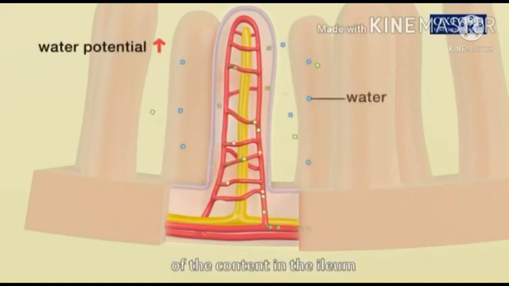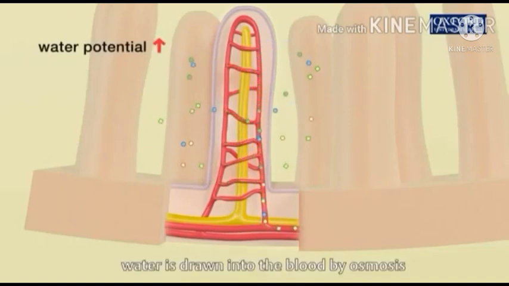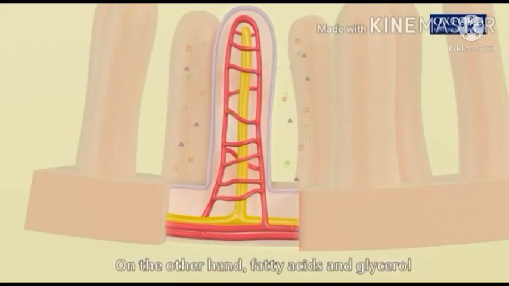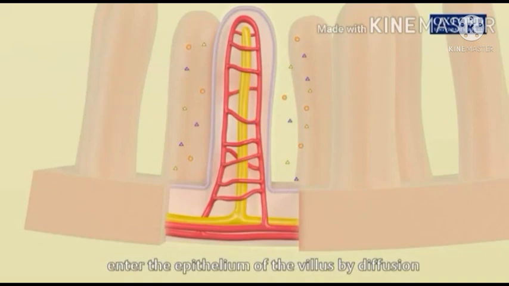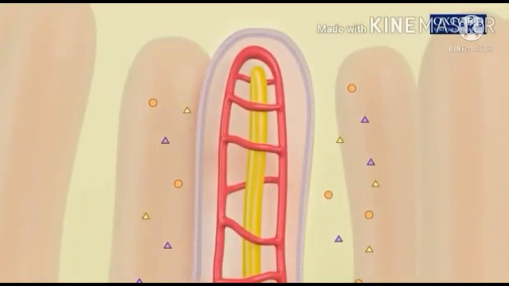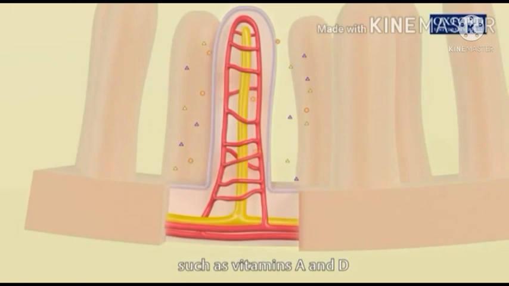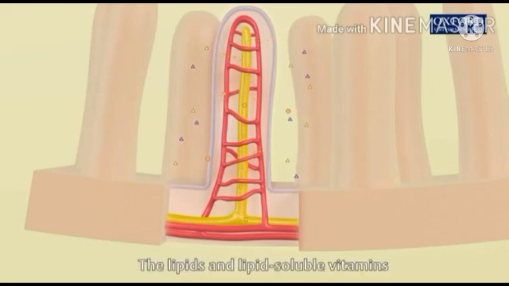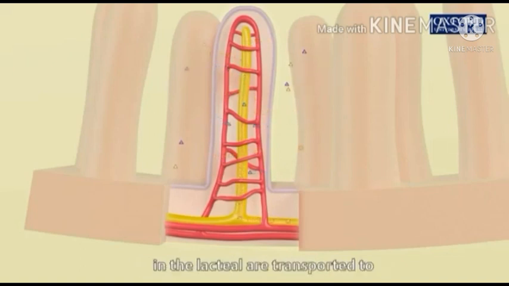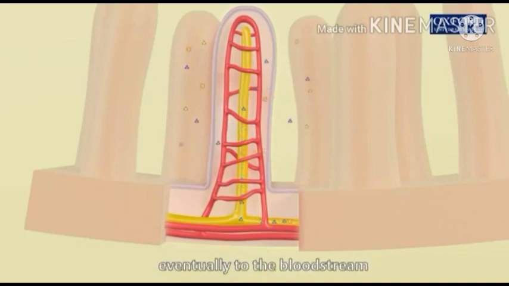As the absorption of digested food into the blood increases the water potential of the content in the ileum, water is drawn into the blood by diffusion. On the other hand, fatty acids and glycerol enter the epithelium of the villus by diffusion. In the epithelial cells, they recombine into fine lipid droplets. The lipid droplets then enter the lymph in the lacteal. Lipid-soluble vitamins such as vitamins A and D are also absorbed into the lacteal. The lipids and lipid-soluble vitamins in the lacteal are transported into the main lymph vessels and eventually into the bloodstream.